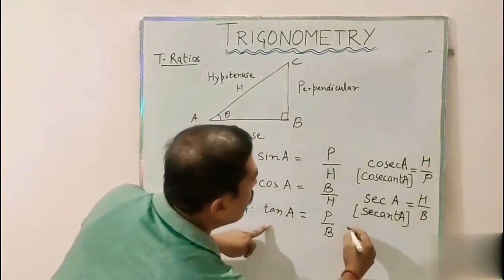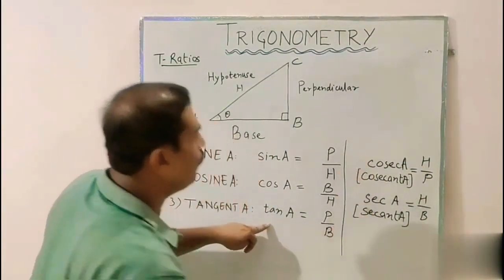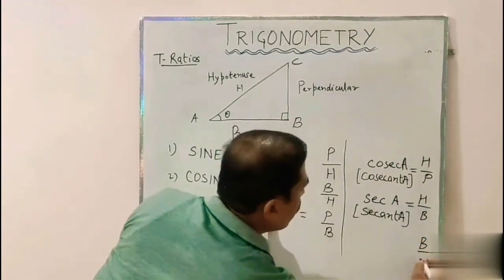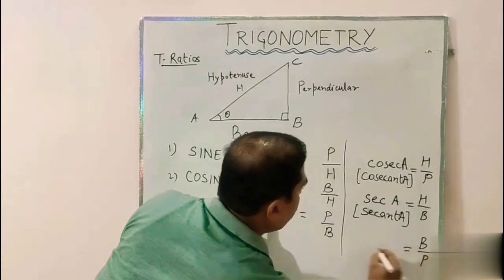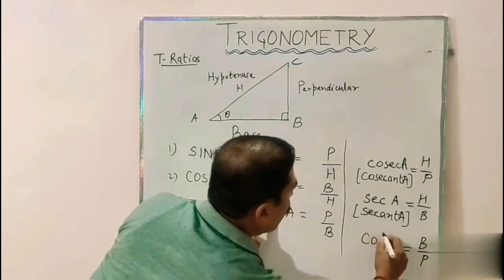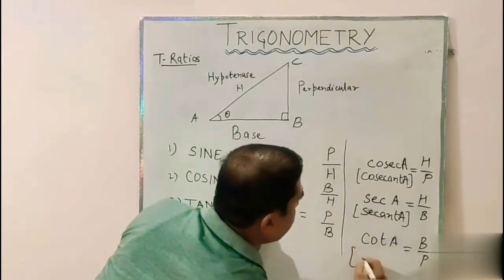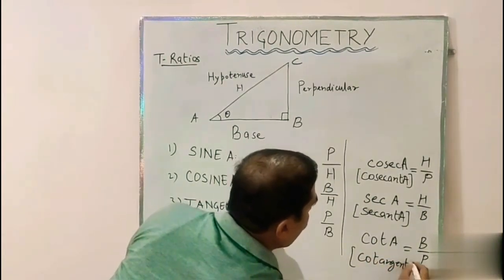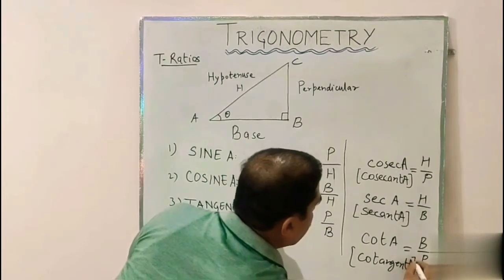And similarly, if we take the reciprocal of tan of the given angle, that will be base upon perpendicular, that will be cot of A, or I take it as cotangent of that angle A.